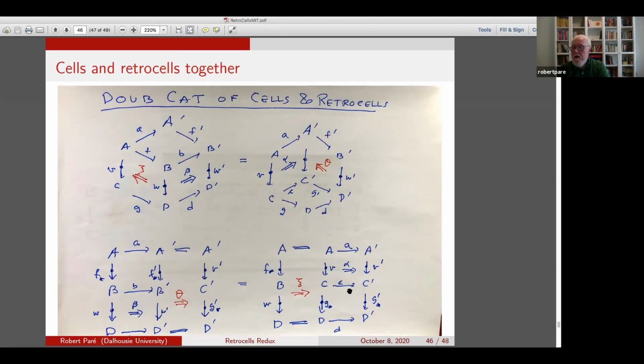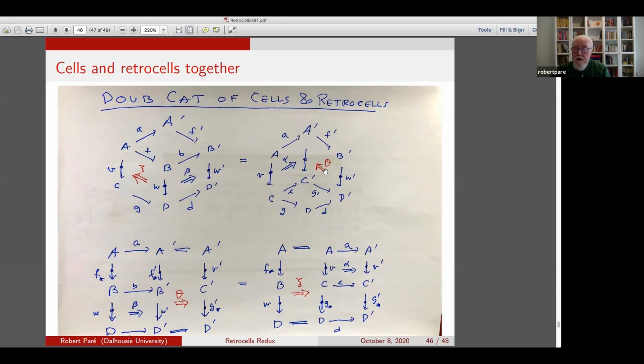double categories are good for combining kinds of morphisms that look like they don't compose, okay? And so here we have cells and retrocells, and the retrocells go a little bit backwards and a bit forwards. And so you can make a double category of cells and retrocells. Okay, so the objects are vertical arrows, and the horizontal arrows are cells, but the vertical arrows are retrocells. And a double cell is a commutative cube like this. But commutative actually works in this case. The top is commutative because these are just morphisms, and the bottom is commutative.